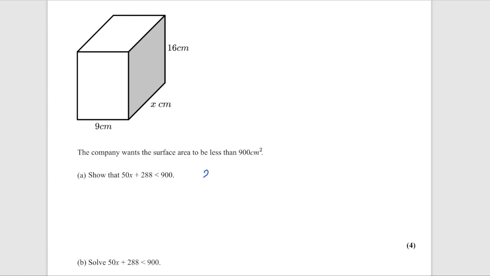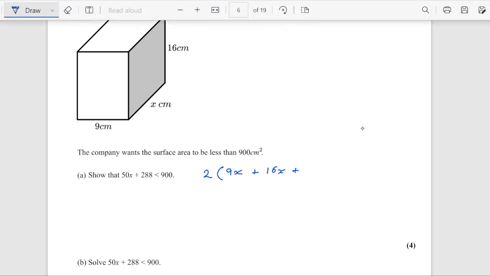So I'm going to say the surface area of a cuboid is 2 times all of the dimensions multiplied together. So that would be 9x plus 16x plus 9 times 16, which is going to be 144. Double check. Yeah, 144. You can use your calculator to check any of that. And that's going to be less than 900. And then if I simplify that, that's going to be 2 lots of 25x plus 144, and that's going to be less than 900. So 50x plus 288 has to be less than 900.